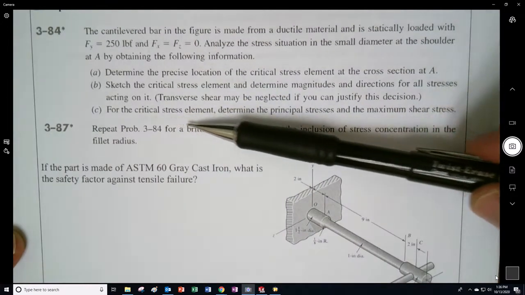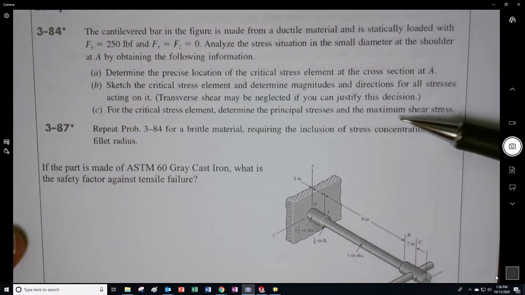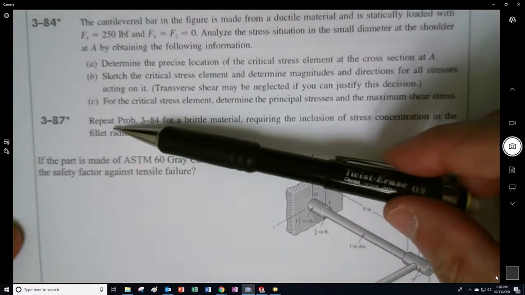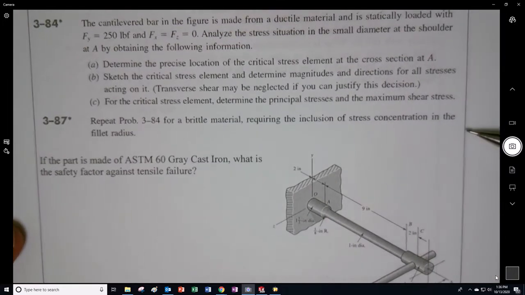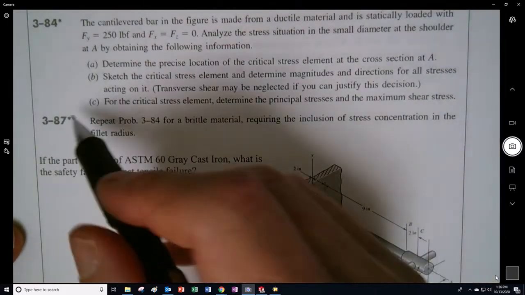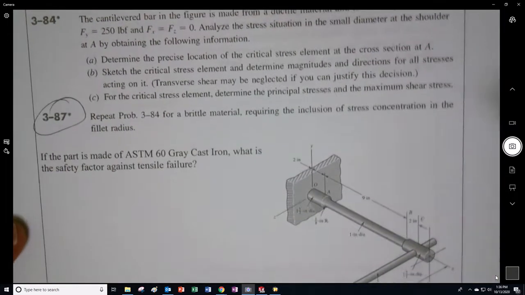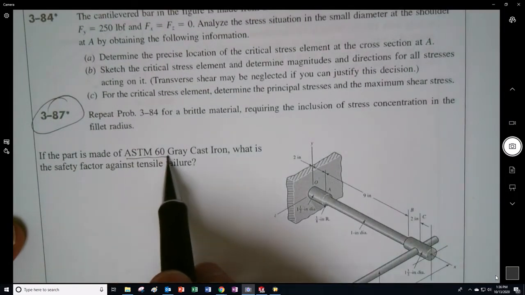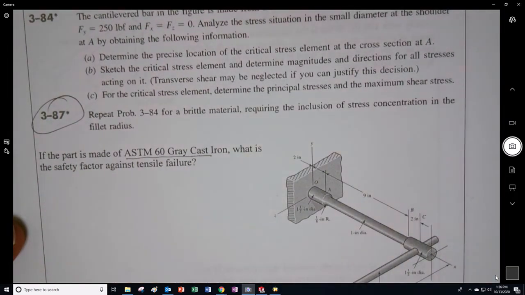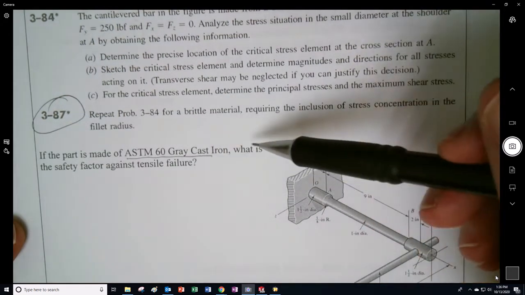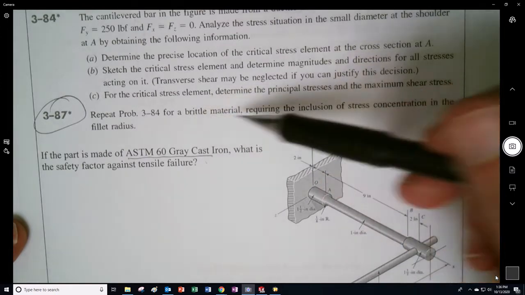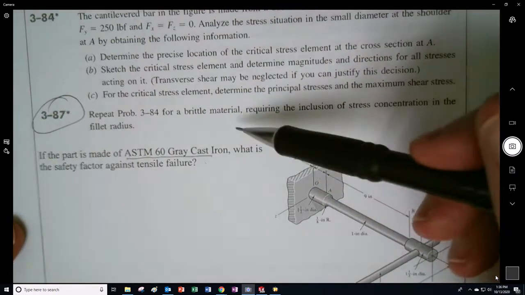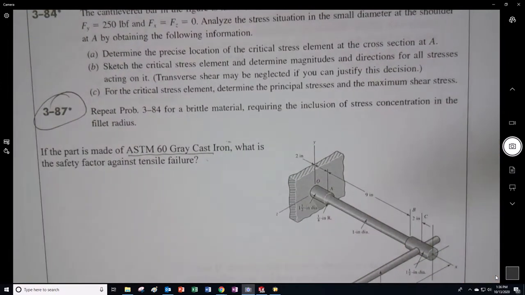And for the critical stress element, determine the principal stresses and the maximum shear stress, and then repeat this for a brittle material requiring the inclusion of the stress concentration fillet radius. So let's do this one right here, and we're going to pick cast gray iron out of the book, so that we do have to worry about stress concentration, and we'll look up which this is.